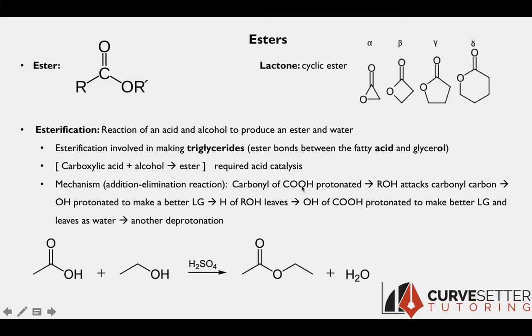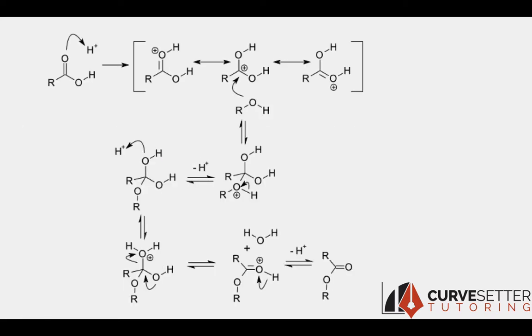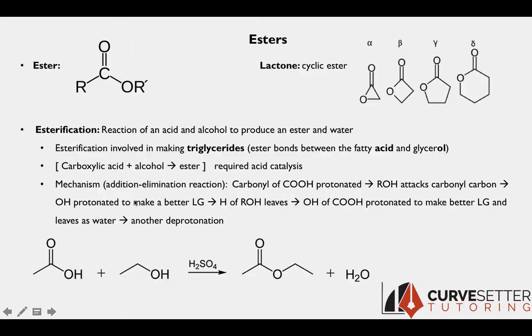The carbonyl is protonated of the carboxylic acid. The oxygen of the ROH group, the alcohol, acts as a nucleophile and attacks the carbonyl carbon. The OH is protonated by the acid catalyst, making it a better leaving group. The hydrogen of the ROH group leaves. The OH group of the original carboxylic acid is protonated, making it a better leaving group again, and leaves as water. And then another deprotonation ends the mechanism. So you can follow along these steps here with this diagram and just see what's going on.